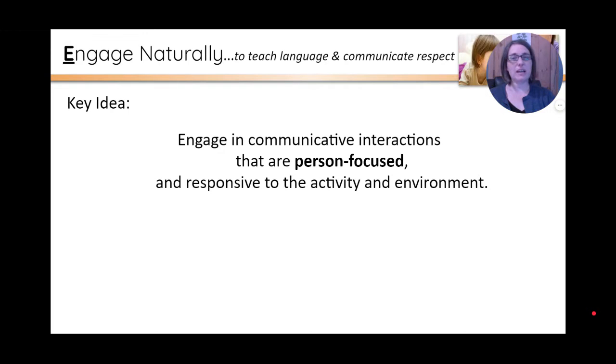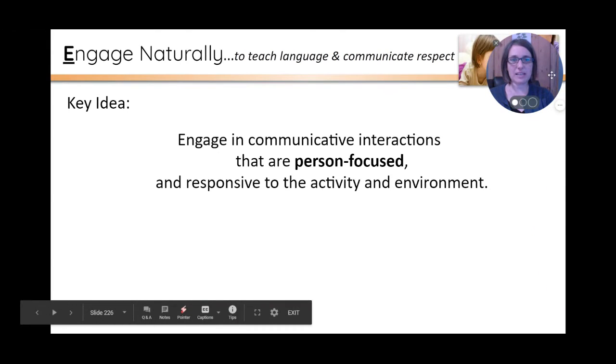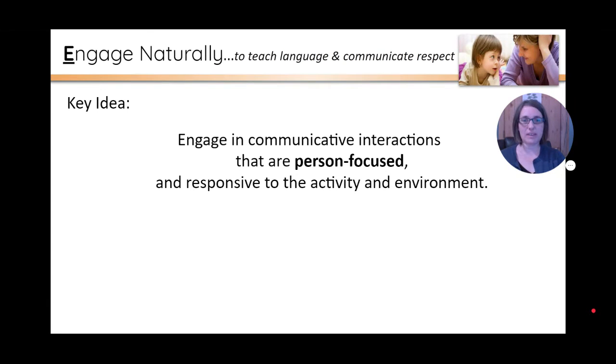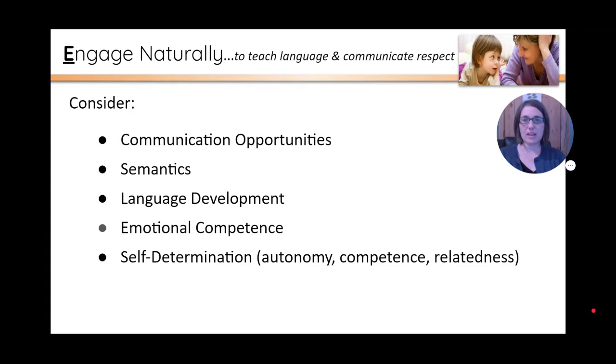Engage naturally is based on this key idea that we want to engage in communicative interactions that are person-focused and responsive to the activity and the environment. So this is really about setting our agenda aside and seeing how we can be engaging, motivating, and naturalistic in the way we interact. There are lots of general topics that are explored, which have been touched on in the other modules as well. So again, this is just a snapshot. We'll take a look at a couple of these.